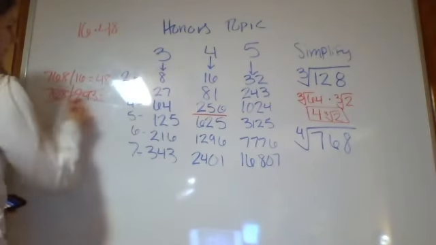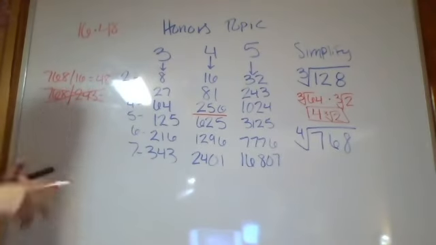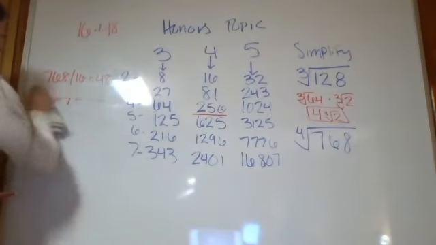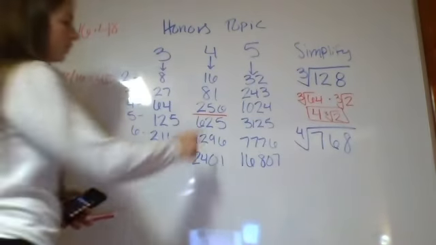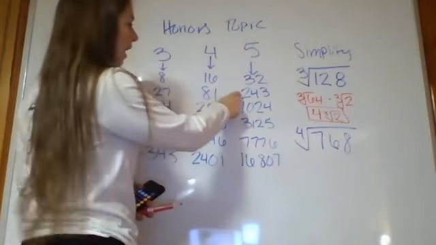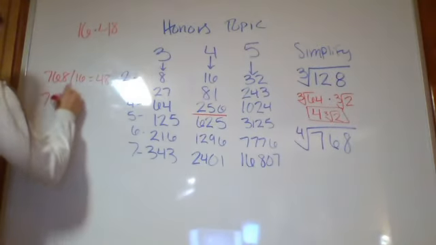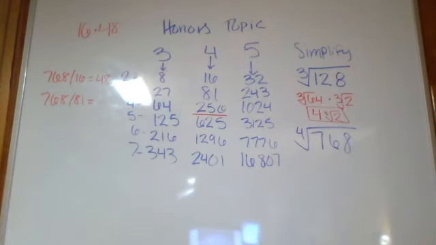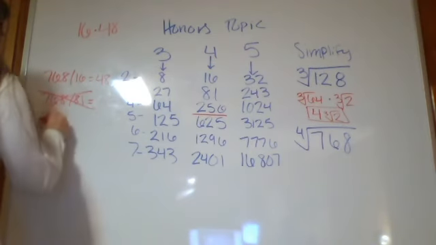I skipped one. I skipped 81. Oh, I jumped over to this one. That's why. So backtrack a second. 243 is not a perfect fourth root. That was a perfect fifth root. I went over to the wrong list. So we're at 81 right now. 768 divided by 81. That's a decimal though. So 81 is out.